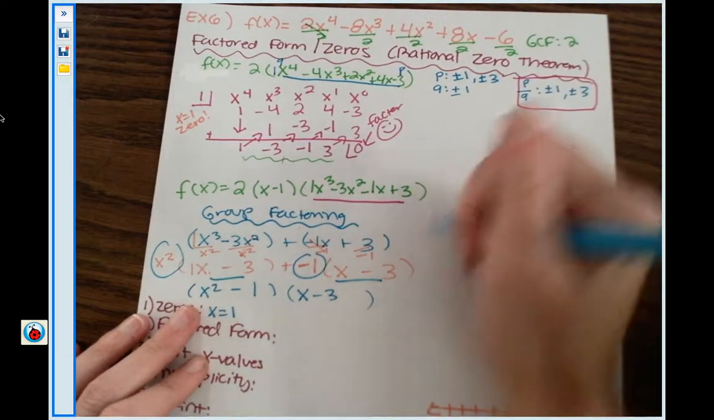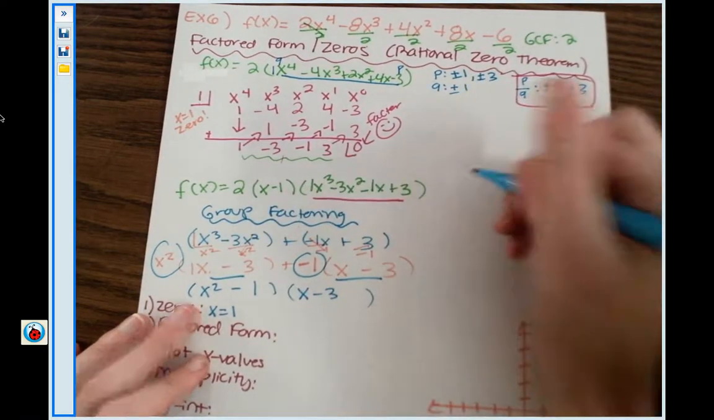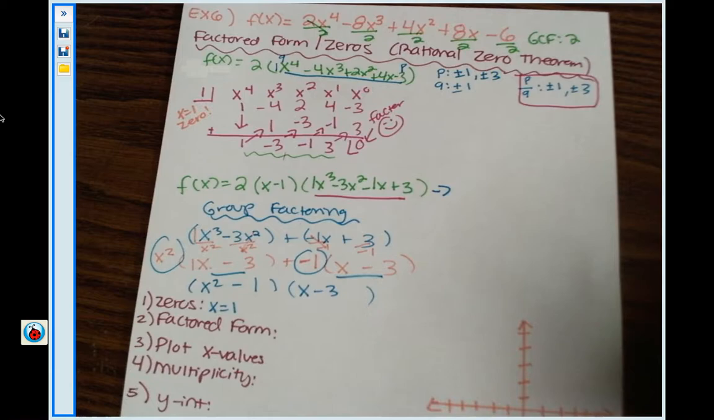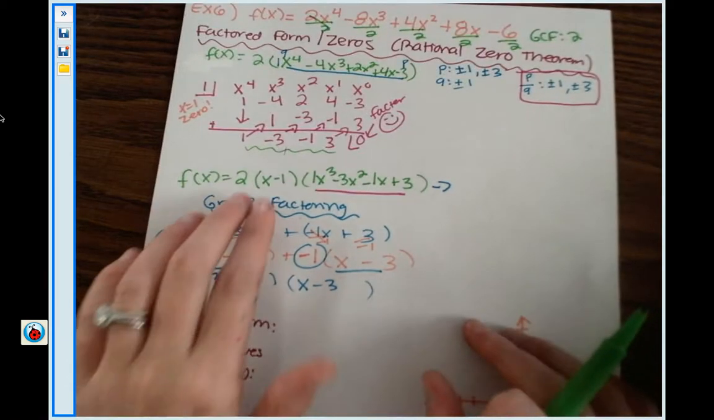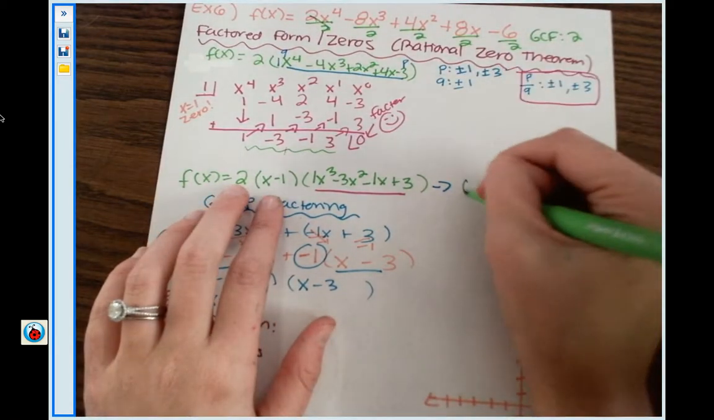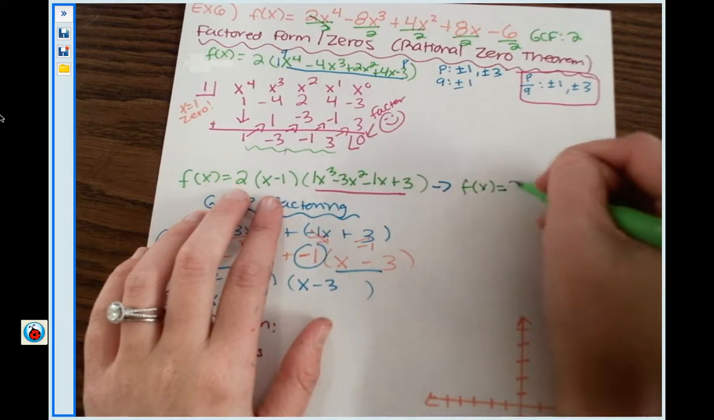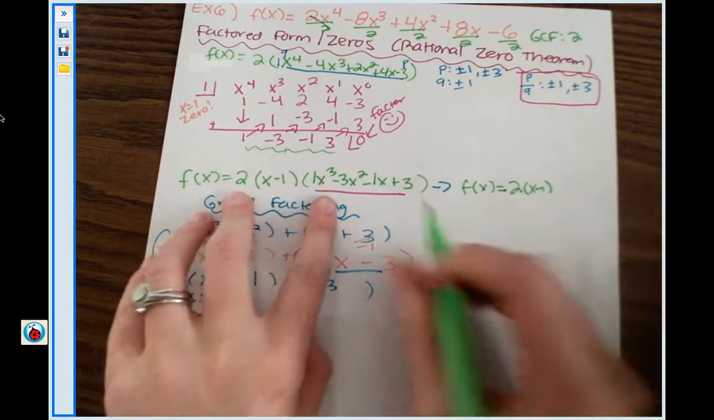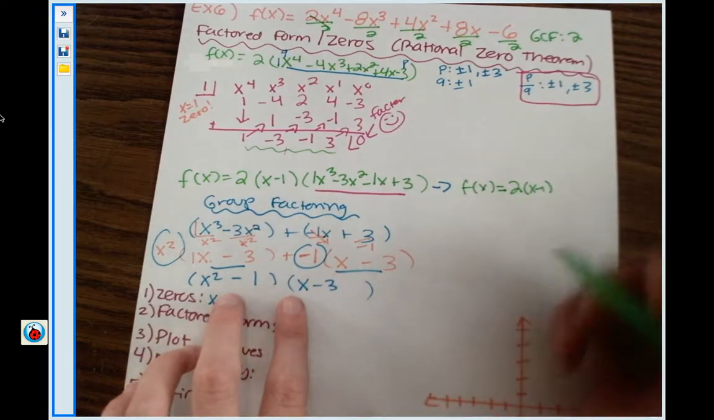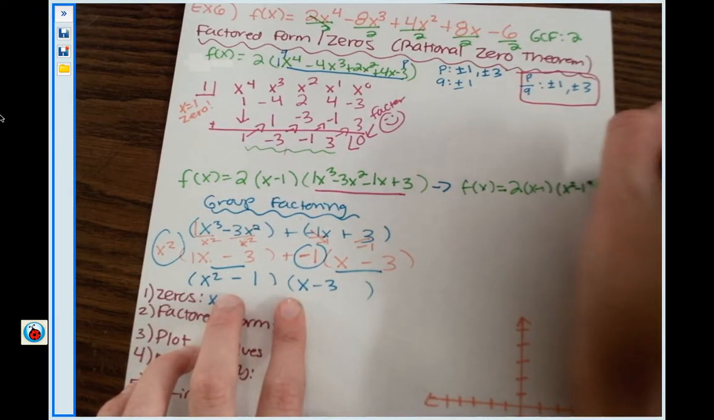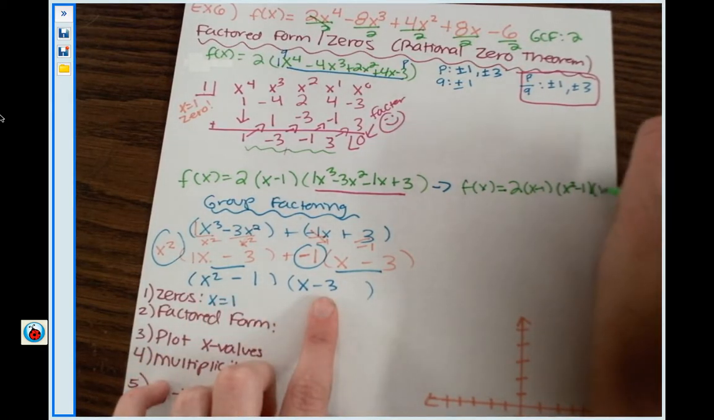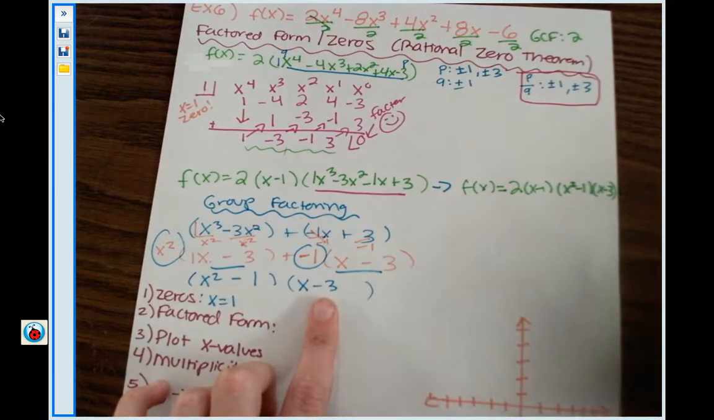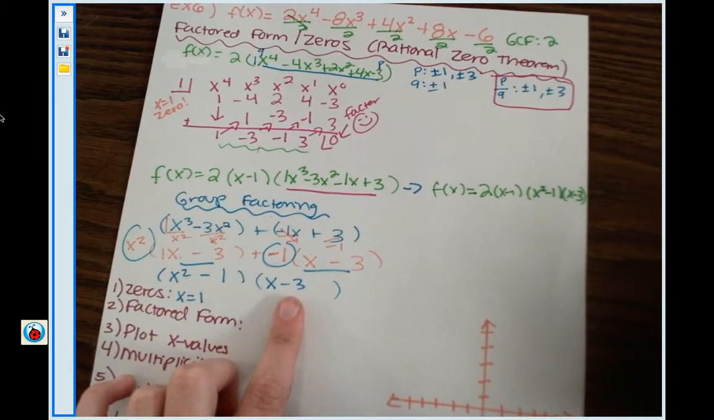Okay, so I'm going to write what we have from here up here. So we start with what we had originally, which is this 2 times x minus 1. And then we just factor this. And what we got was x squared minus 1 and x minus 3. Alright, but guess what, you guys?